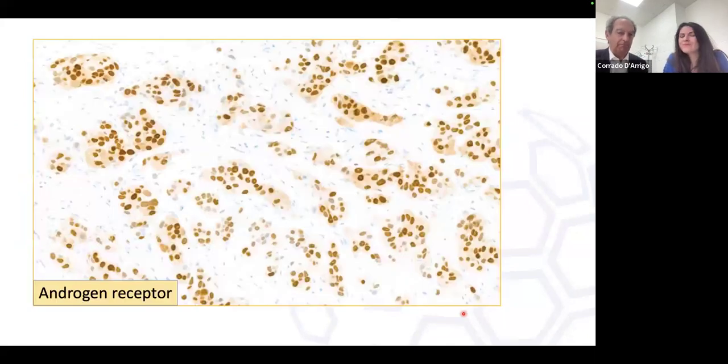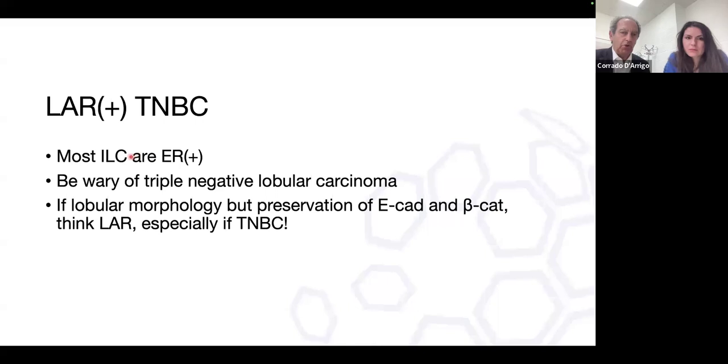Some of them have been tested. Some of them are both CK7 and CK5 positive. I haven't got my head around this problem. I don't know why, but at least they do express CK7 as a marker of luminal phenotype. So think about LAR, because if you have a triple negative lobular carcinoma, that's kind of rare. Think about something else, especially if you cannot demonstrate aberrant expression of beta-catenin and E-cadherin.